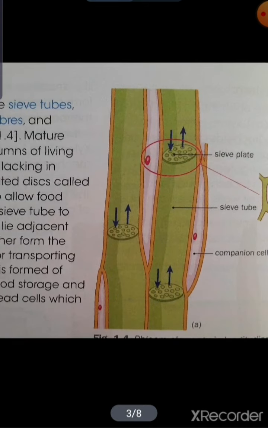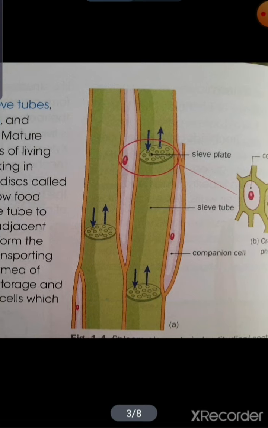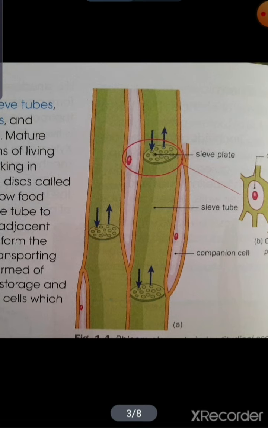is of the sieve tube. This is also a tube-like structure, and inside the sieve tube you can see some perforated structure, some pores, which is the sieve plate. You can see cytoplasm is there but no nucleus is present in the sieve tubes. They contain perforated disc-like structures known as sieve plates. And what is the function of sieve plates? They allow the food materials to pass from one sieve tube to another sieve tube.